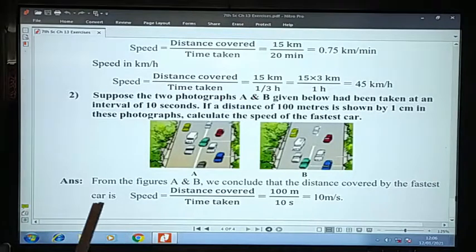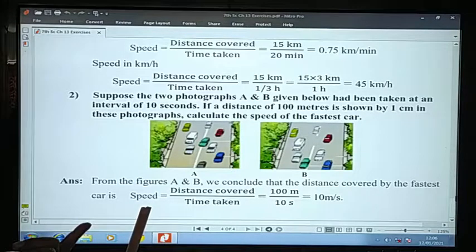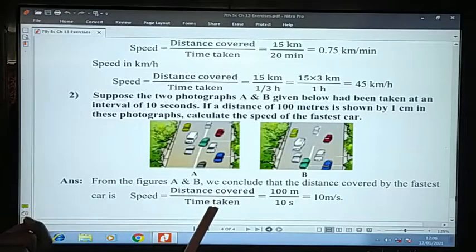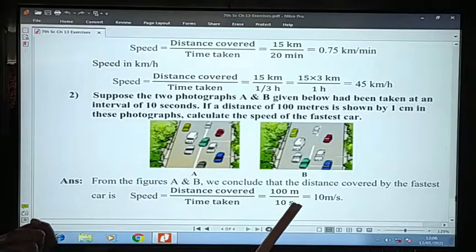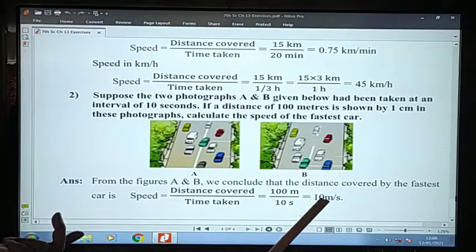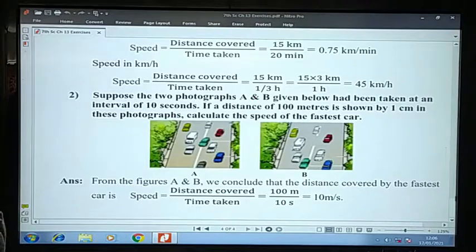So simple, from the figures A and B, we conclude that the distance covered by the fastest car is 100 meters. The formula is speed, we have to find the speed: the distance covered by the time taken. Distance 100 meter, time 10 second. That comes to 10 meter per second.